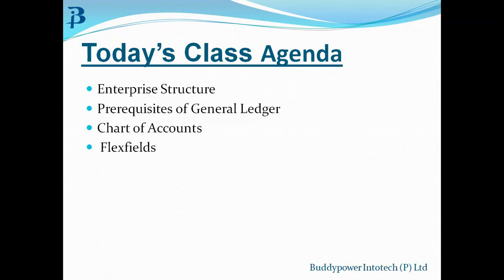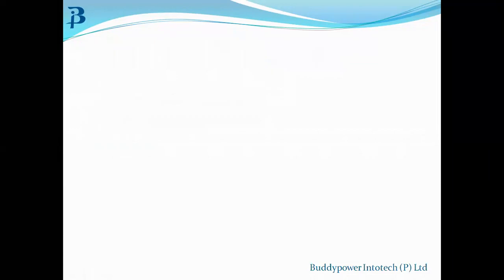So we'll be going through what an enterprise structure is. We'll even see the prerequisites of general ledger, which is the 4 C's. We'll go through chart of accounts and we'll know what flex fields are. All right, so let's move.